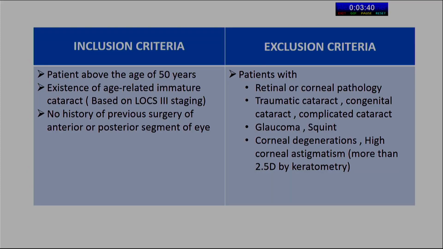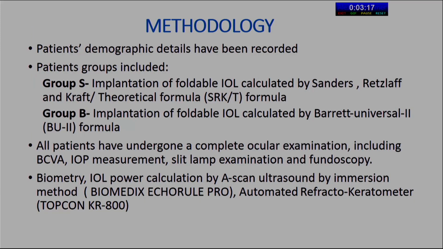Inclusion criteria are patients above the age of 50 years, existence of age-related immature cataract based on LOCS 3 staging, and no history of previous surgeries. Exclusion criteria are patients with retinal or corneal pathology, traumatic cataract, congenital cataract, glaucoma, squint, corneal degenerations, and high corneal astigmatism, that is more than 2.5 diopters per keratometry.